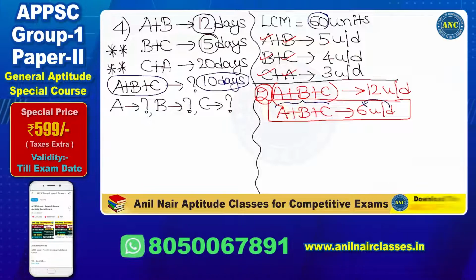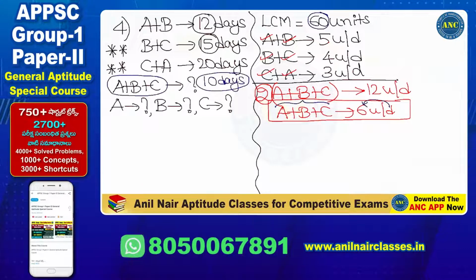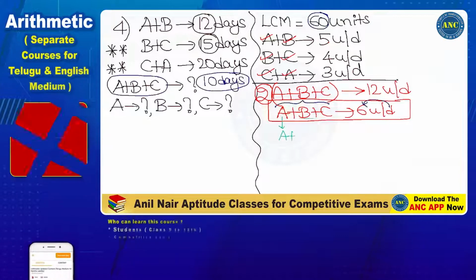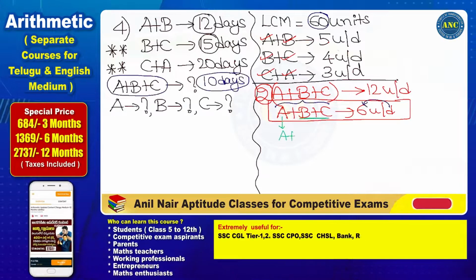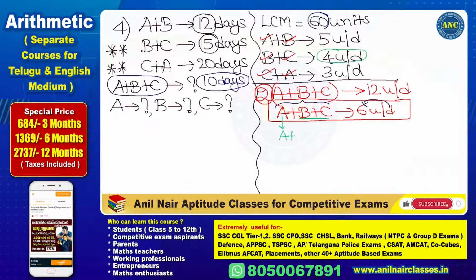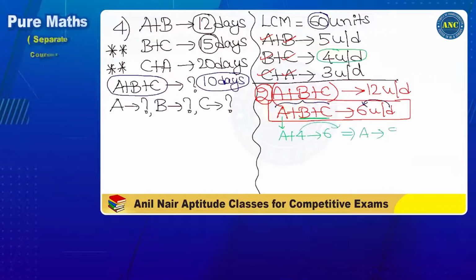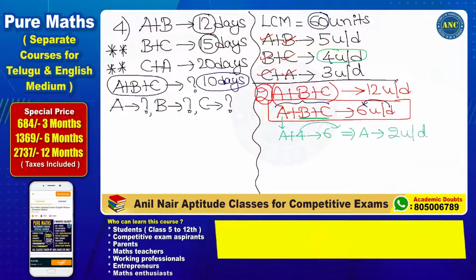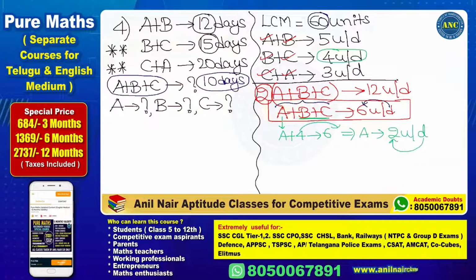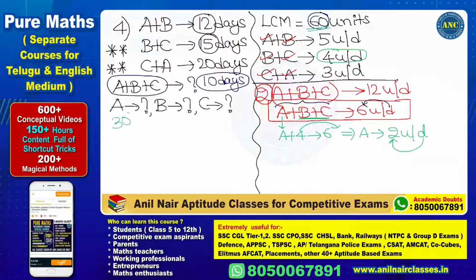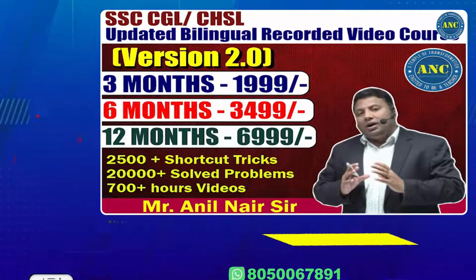Now, if I want to find A alone, keep A as it is. And what is B plus C? B plus C is nothing but 4 units per day. Substitute: A plus 4 is 6. So A will be equal to 6 minus 4. It is 2 units per day. In one day, A will distribute 2 chocolates. To complete 60 chocolates, A will take 30 days because 2 into 30 is 60.